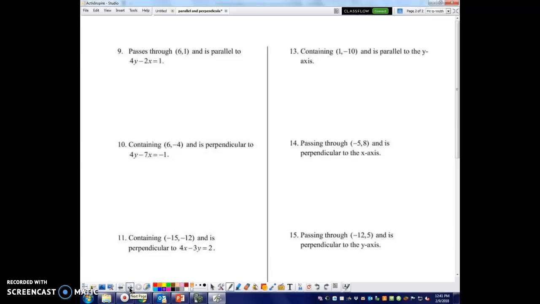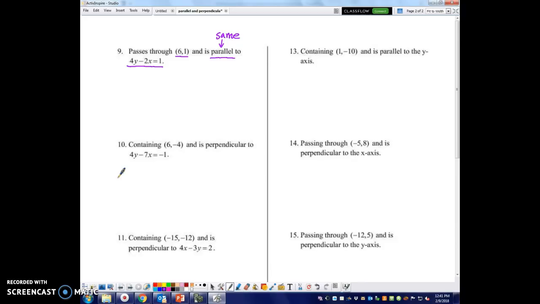Okay, so number 9. We want the equation of a line that passes through 6, 1 and is parallel to this. Okay, parallel means what about the slope? Same slope. This is in standard form, so we need to put it into slope-intercept. What are the 2 steps? Move the x, divide by y.